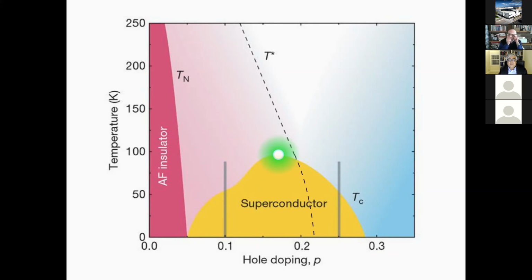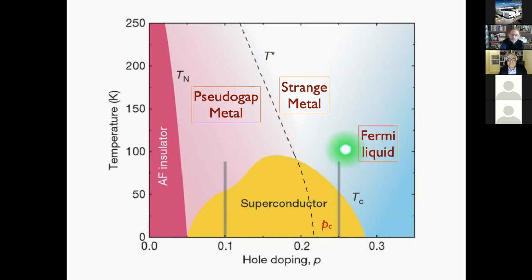Okay, so however, my focus in the remaining 10 minutes is not on the superconductivity, but the region above the superconductor, which is a metal, but rather bizarre types of metal. So out here in the blue is in fact a familiar metal. It's what we call a Fermi liquid, very similar to that you might find in a metal like copper or gold or silver. Down here we have a pseudo-gap metal, whose nature I'll say a little bit about.